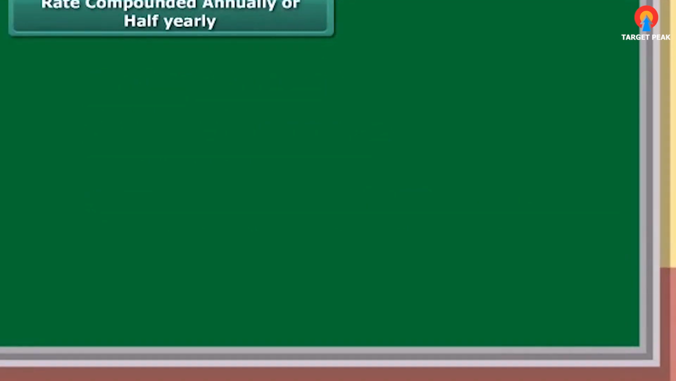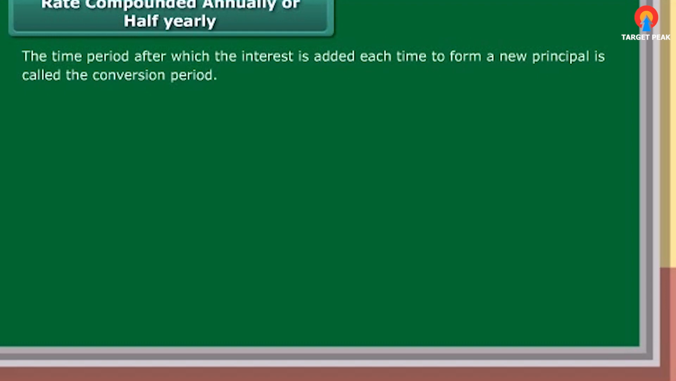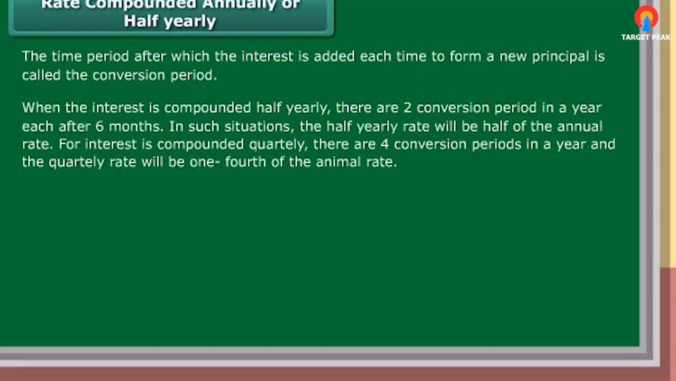Rate compounded annually or half-yearly. The time period after which the interest is added each time to form a new principal is called the conversion period. When the interest is compounded half-yearly, there are 2 conversion periods in a year, each after 6 months. In such situations, the half-yearly rate will be half of the annual rate.